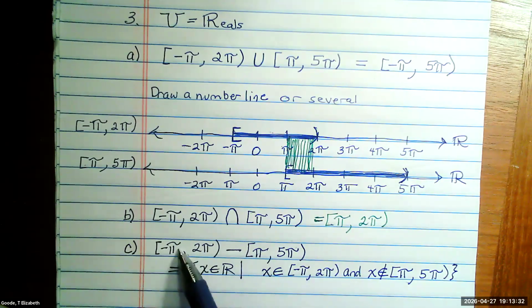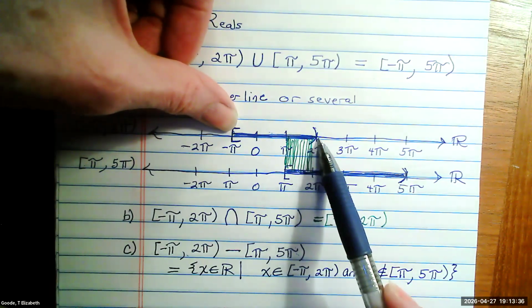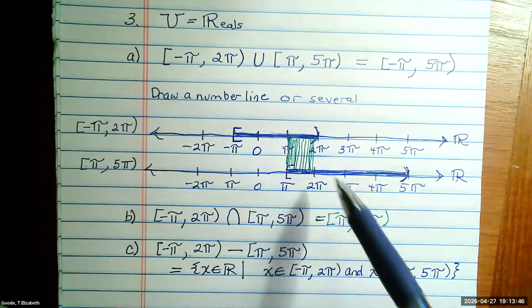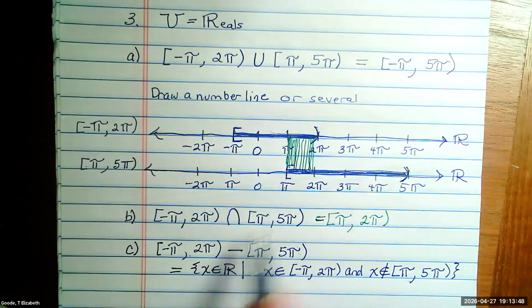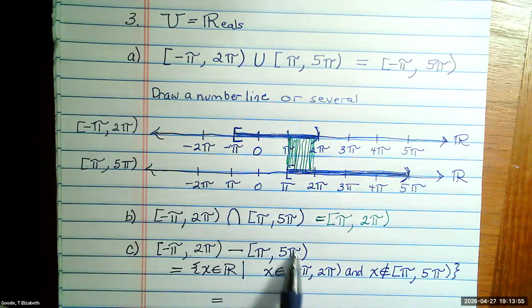So everything in this set has to be in square bracket negative pi to soft bracket 2 pi. That's what we're starting with. And we're subtracting what we have. So it's going to be like negative pi to pi. Yeah, because what's left, negative pi is good because it's not in the second set, so we don't have to subtract it away.